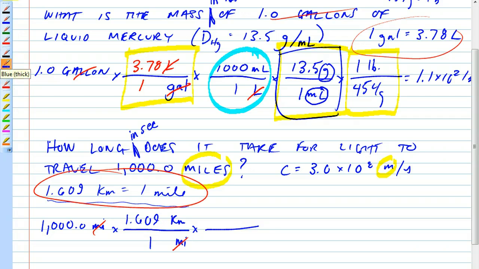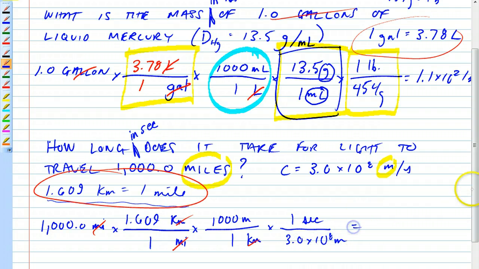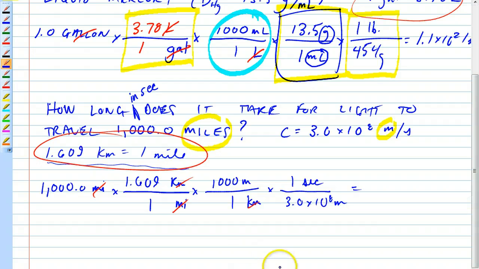What do I want to do next? I know I want km down here. Yes, Mike? 1,000 meters, 1 kilometer. That cancels out kilometers, leaves me with meters, and my final step is to use the speed, 1 second over 3.0 times 10 to the 8th meters. That'll give me the time in seconds that it takes to go 1,000 miles.